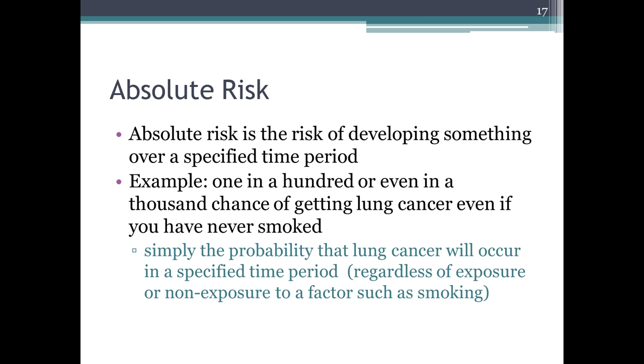When someone tells you you have a 1 in 100 chance of getting lung cancer, whether you smoke or you don't smoke, that is what we call the absolute risk. You can state it also as 1 in 1,000 or 1 in 1,000,000, but again, it accounts for simply the probability of developing a disease over a specified period, such as your lifetime, and whether you're exposed or non-exposed to a factor.